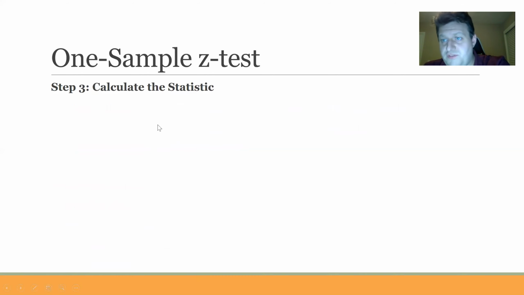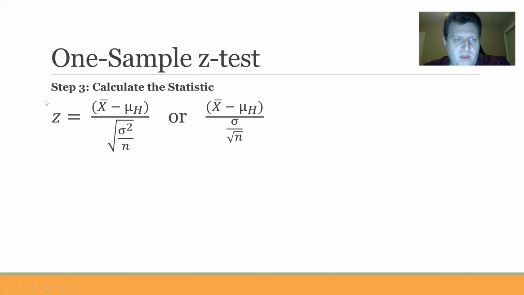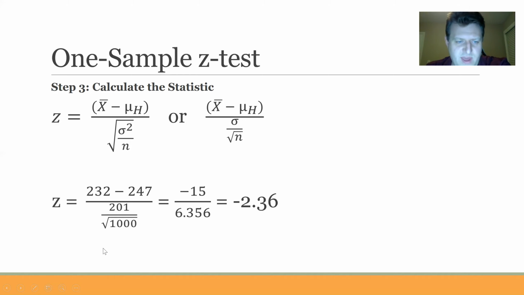All right, let's do the math. Here is the formula for our z statistic. We need to find the sample mean, which I believe was 232, minus the population mean, which I believe was 247, all over the population standard deviation, which was 201, over the square root of n, which should be the square root of 1,000. Am I correct? I think I'm close. Or maybe I did it exactly right. I don't know.